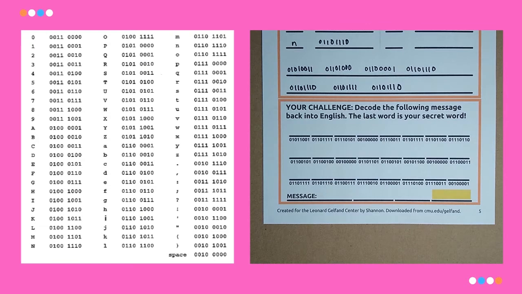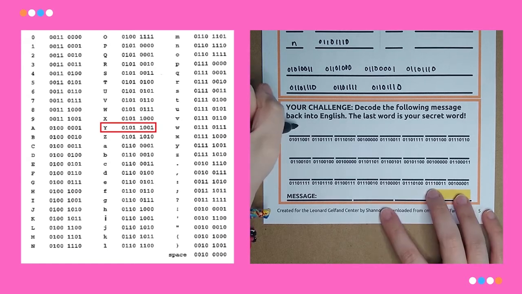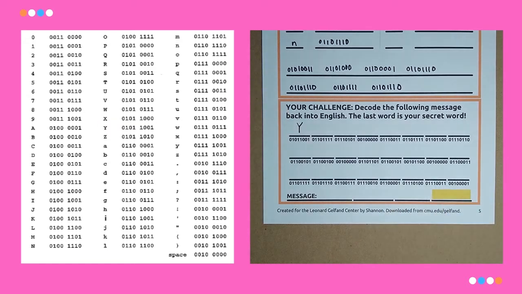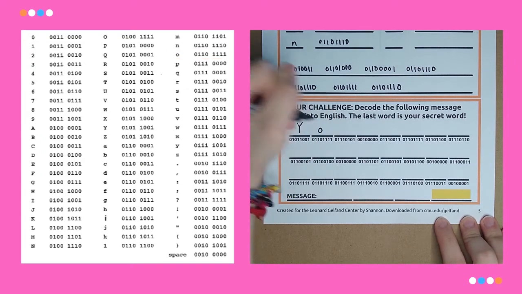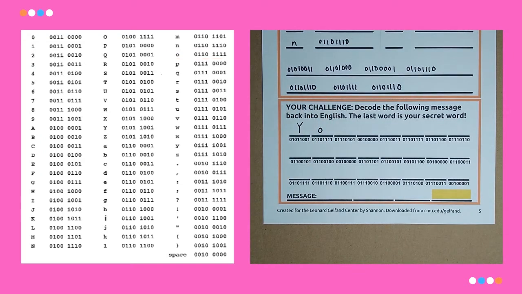Your challenge for this activity is to use the ASCII table and now convert binary code back into letters, decoding the following message which is on your worksheet page. Here, I'll do the first 2 letters with you. First, we have 01011001. Scanning the chart, that's here, a capital Y. Next, we have 01101111, which I find right here. It's a lowercase o. Continue decoding the message, and when you finish it, the last word is your secret word. Have fun!